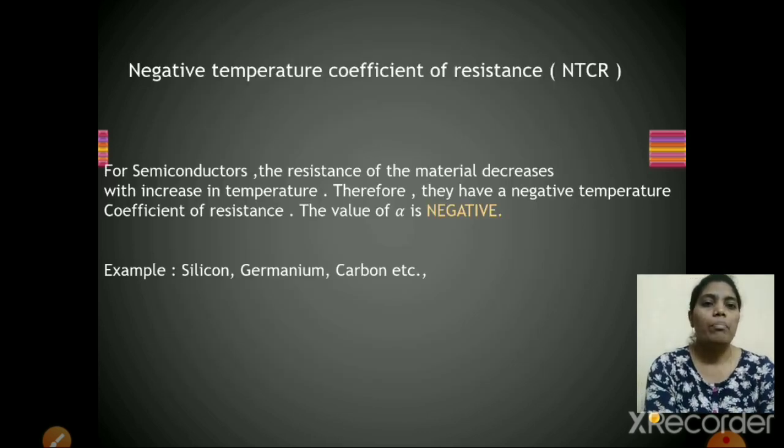Now, negative temperature coefficient of resistance. For semiconductors, the resistance of the material decreases with increase in temperature, which is exactly opposite to the case of metals or conductors. So, as the temperature of a semiconductor increases, its resistance decreases. So, they have a negative temperature coefficient of resistance. Now, the value of alpha is negative for such materials like silicon, germanium, carbon, etc.